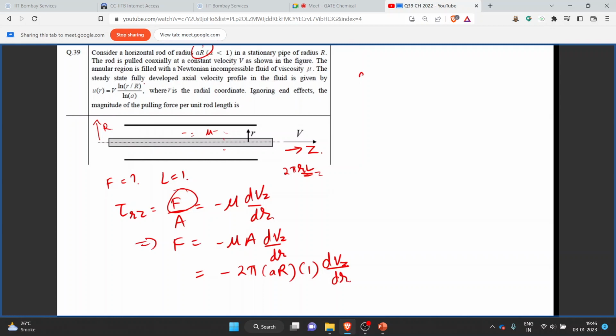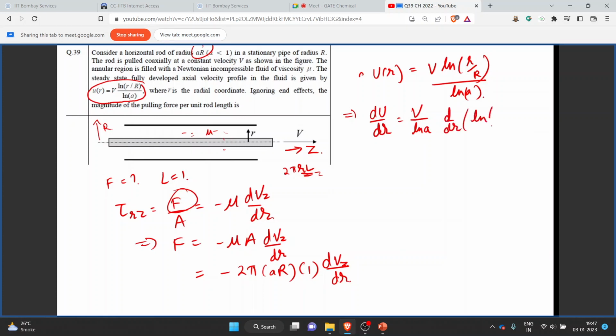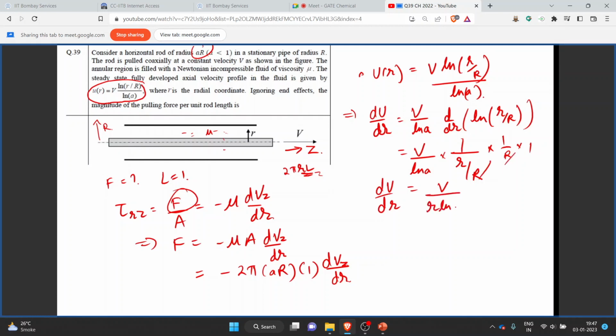In the given question we have been provided that the velocity profile is given by this equation, that is u(r) is equal to v ln of r upon R on ln of a. Now to find this velocity gradient or strain rate, we can just differentiate this equation with respect to r, and we will have du upon dr is equal to v upon ln of a d by dr of ln of r upon R. So this will become v upon ln of a into 1 upon r upon R into 1 upon R. So the strain rate will become dv upon dr is equal to v upon r ln of a.